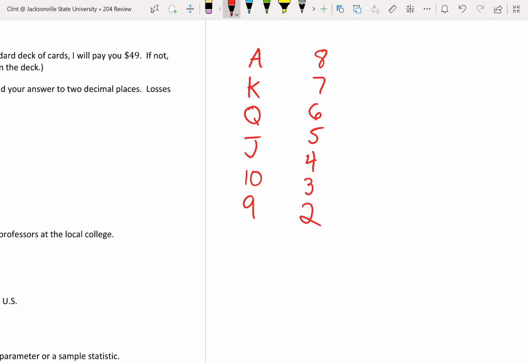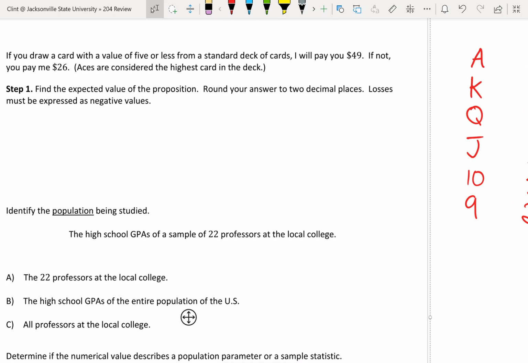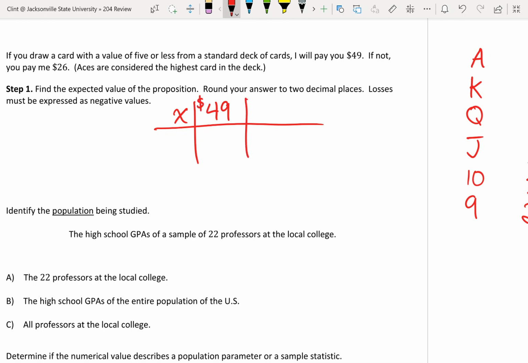okay, there are our cards in each suit. We've got 4 suits, and so we've got 4 of each of these cards. And the reason why we need to know that, part 1 says find the expected value. So we need to make a little table. We've got 2 outcomes. Either we win $49 or we lose $26. And then we need to figure out the probability of these. That's where the cards come into play.